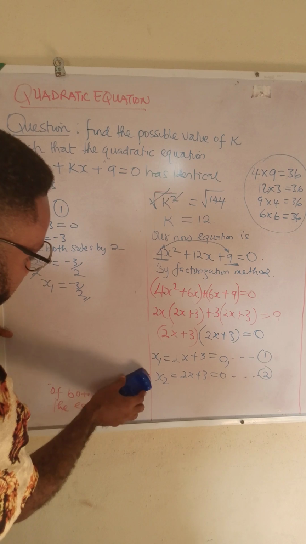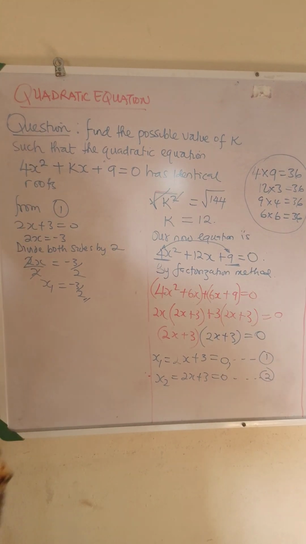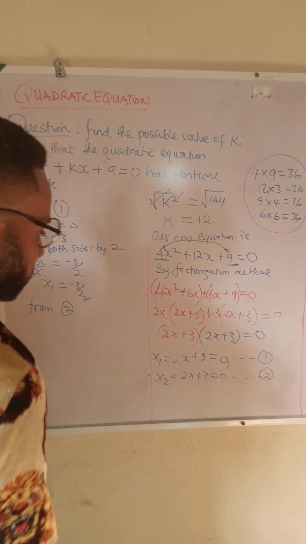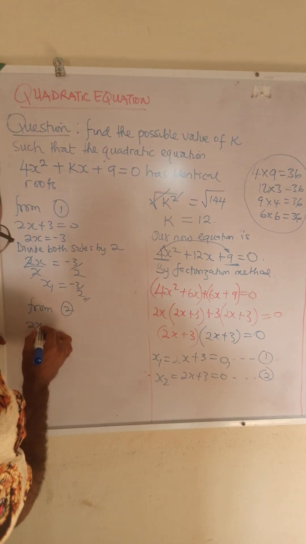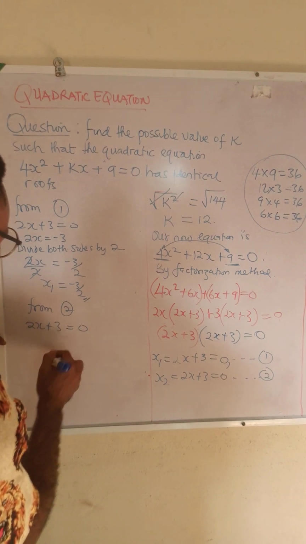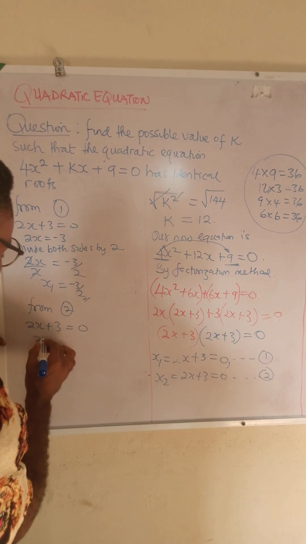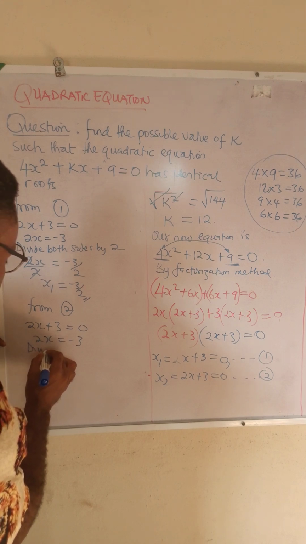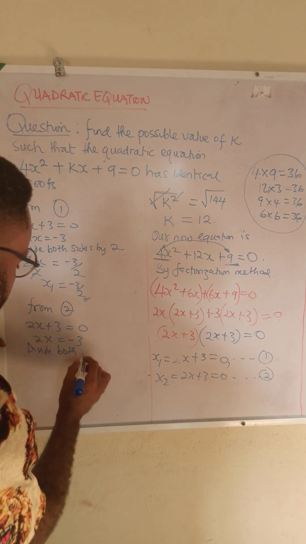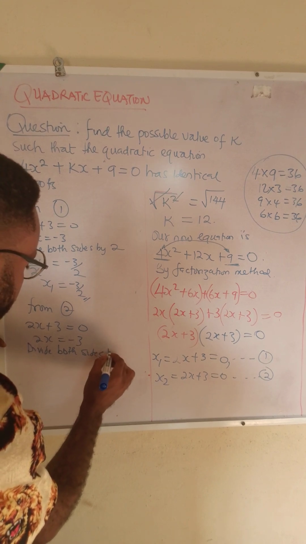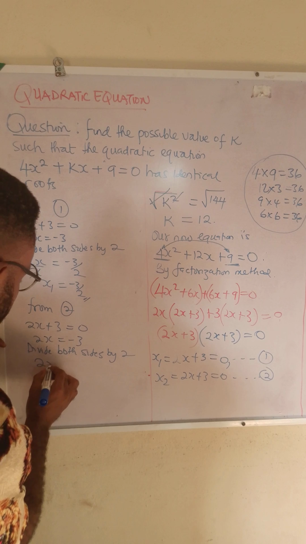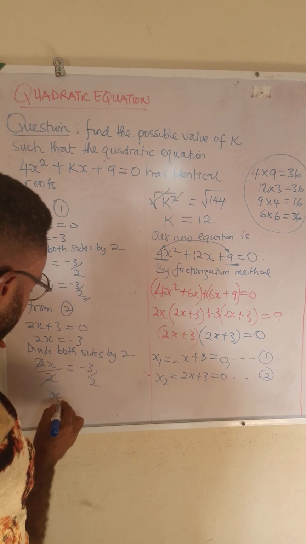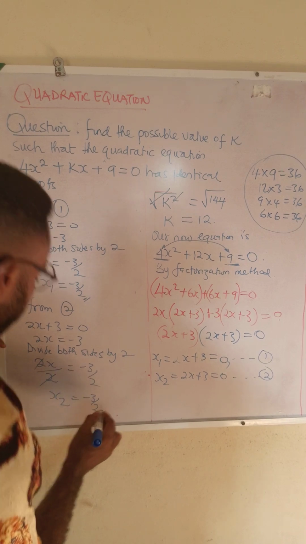And so considering equation 2, we can say from equation 2 that 2x plus 3 equal to 0. If we move 3 to the other side, we have 2x equal to minus 3. And because we are looking for x, we divide both sides by anything that is multiplying x, which is 2. So this will give us 2x divided by 2 equal to minus 3 over 2. And so our x2 equal to minus 3 over 2.